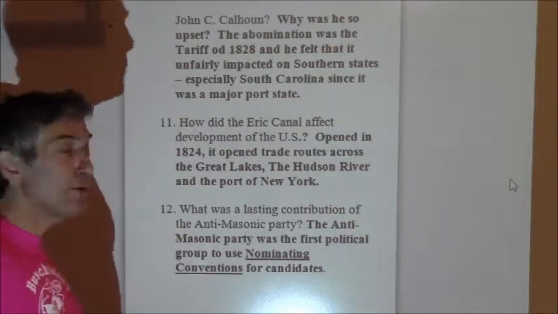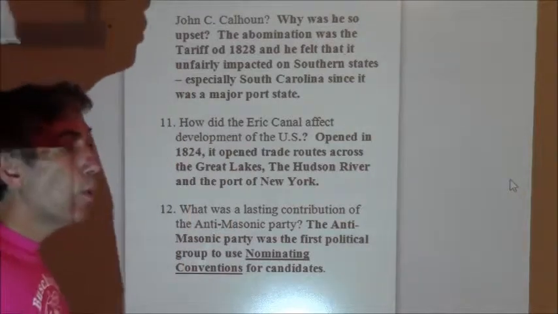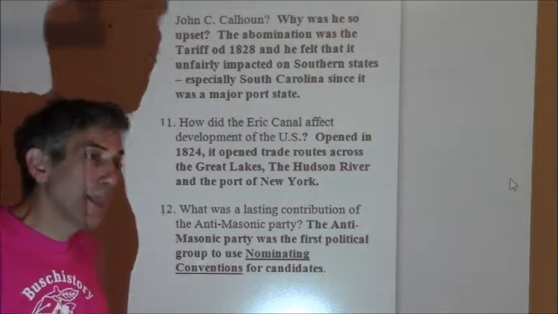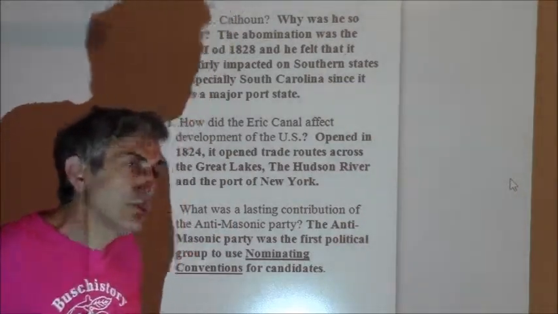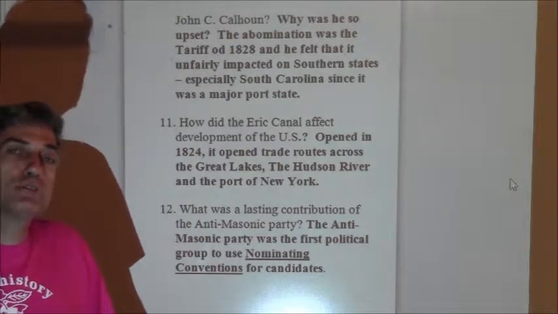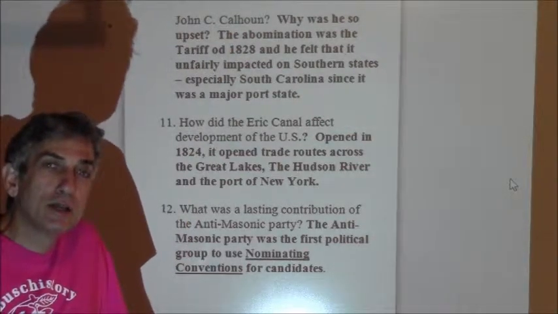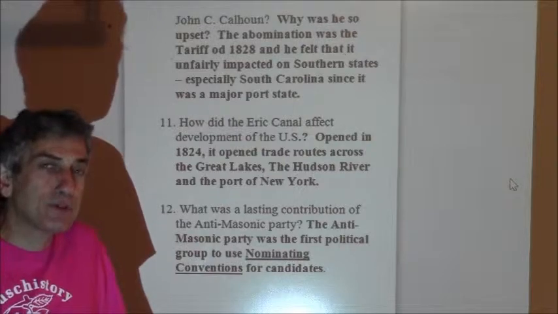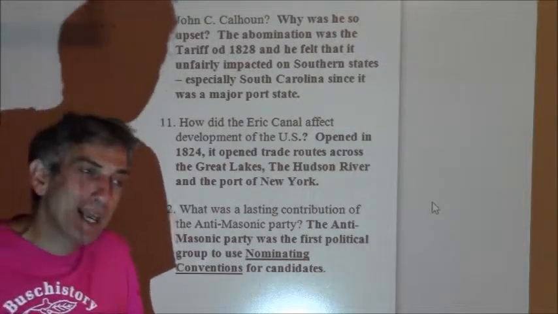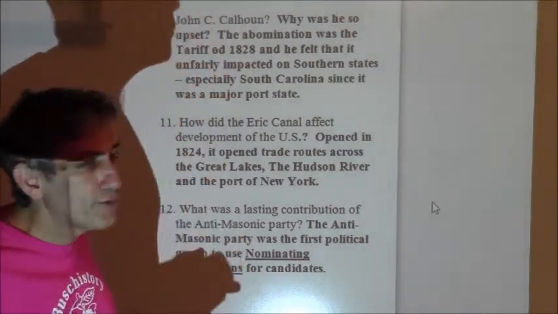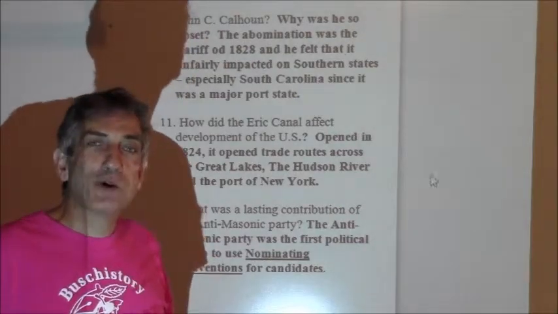What abomination was described in the essay Exposition and Protest by John C. Calhoun? And why was he so upset? Well, the abomination was the tariff of 1828. John C. Calhoun actually thought that Andrew Jackson would support him because it was unfair to tax the South for the benefit of the North. But what John C. Calhoun didn't bargain for was that Andrew Jackson had a long memory.